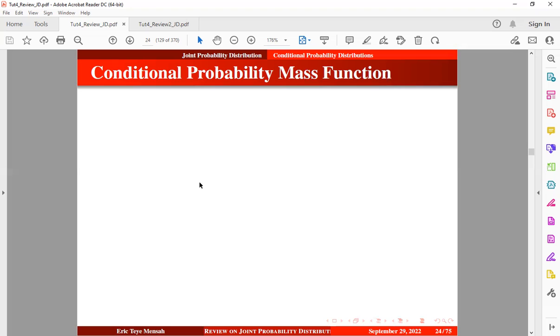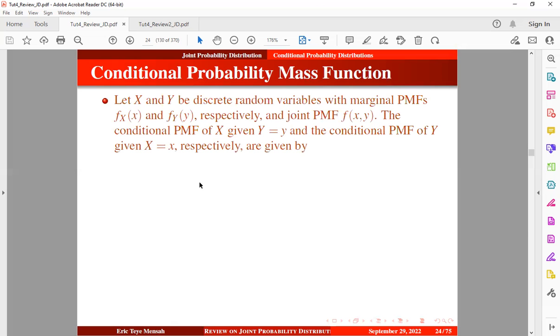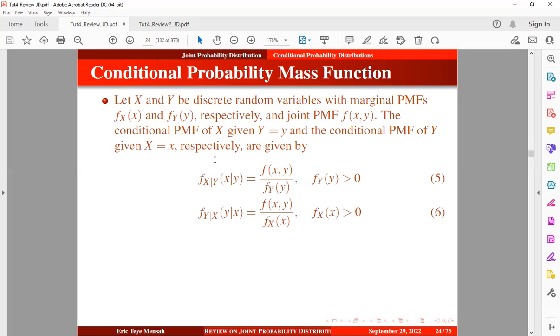All right, so now on conditional probability distributions, we would like to start with that of the conditional probability mass function. So let X and Y be discrete random variables with marginal PMFs f of X and f of Y respectively, and joint PMF. The conditional PMF of X given Y and the conditional PMF of Y given X respectively are given by equation 5 and equation 6.